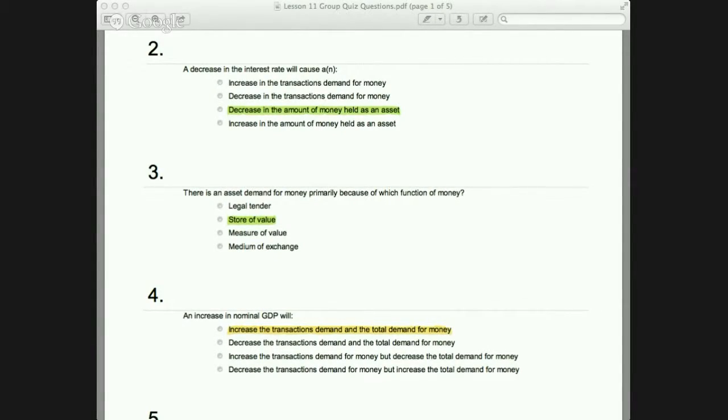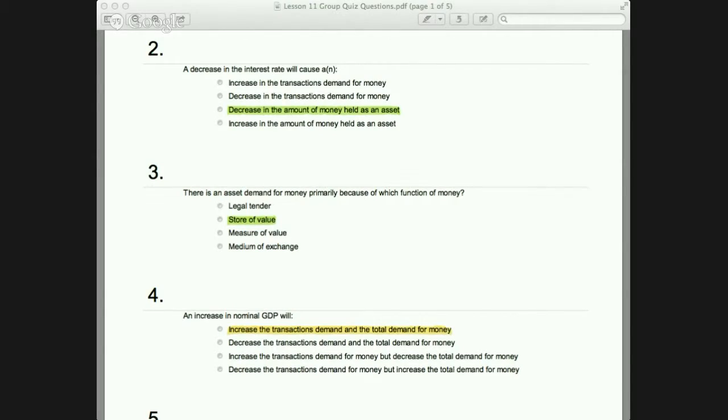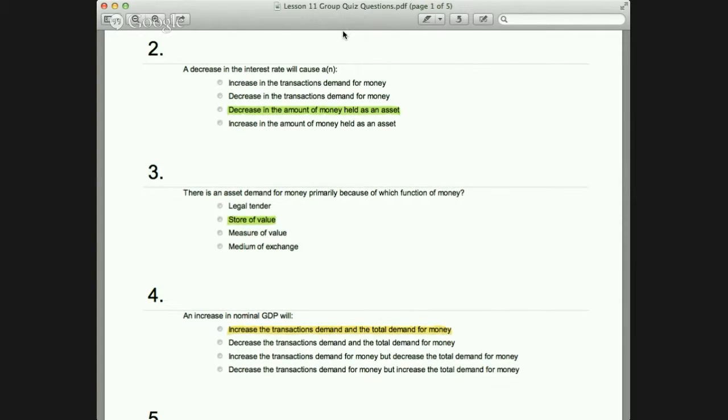The money demanded as an asset varies inversely with the rate of interest. Interest rate rises, the public reduces money. Yeah, so it would be decreasing the amount of money, I think. Because as you decrease the rate of interest, it's the last one. It's an inverse relationship. It would be the increase in the amount of money held as an asset. As your interest rate goes down on bonds and stuff, people are more likely to hold money. So it's the last one. All right.